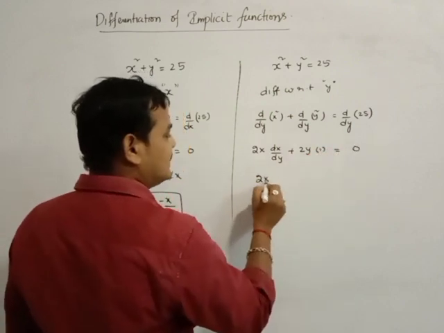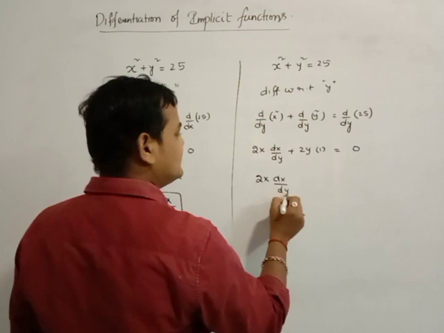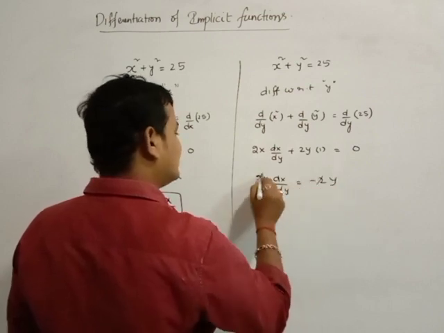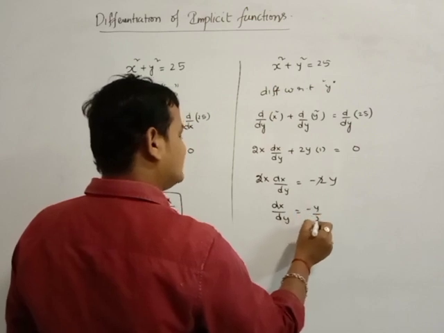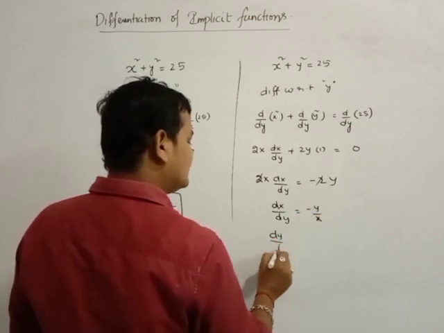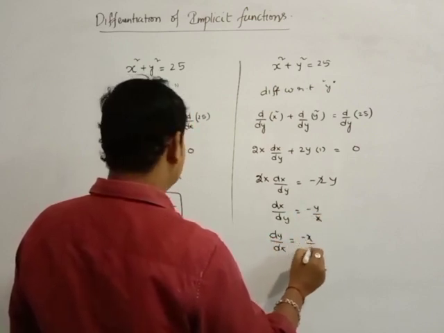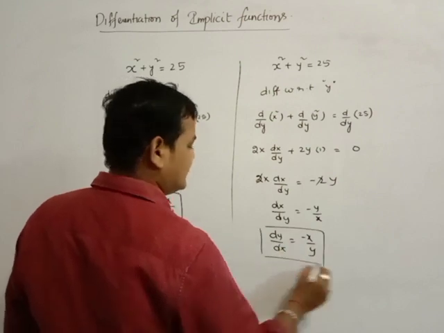So 2x dx by dy is equal to minus 2y. The 2 cancels, so dx by dy is equal to minus y by x. So dy by dx is the reciprocal of this, minus x by y. The same answer you can get.